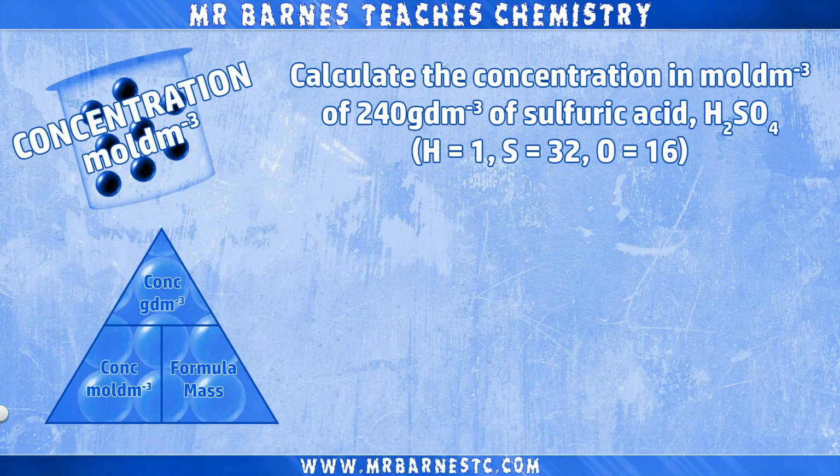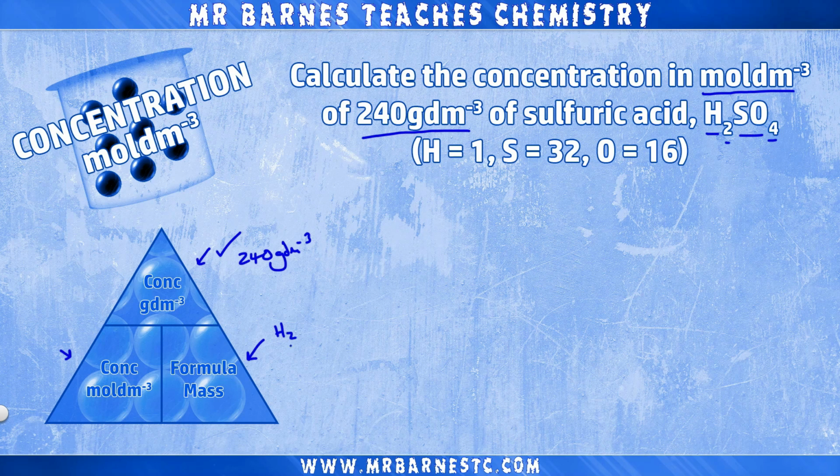Okay, let's look at another simpler question. It says calculate the concentration in moles per decimeter cubed of 240 grams per decimeter cubed of sulfuric acid, H2SO4. So I've been given the concentration in grams per decimeter cubed here. All I have to do is work out the formula mass and then convert it.